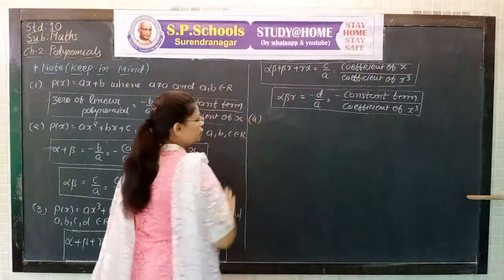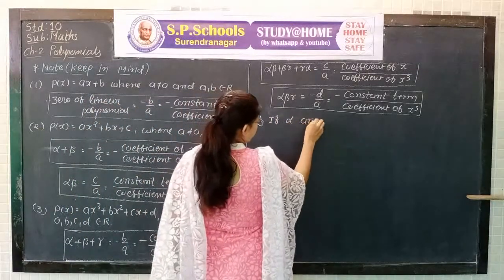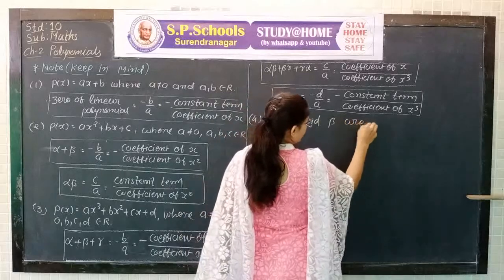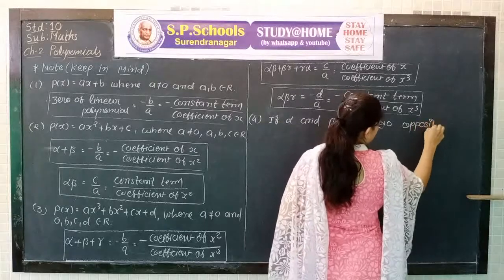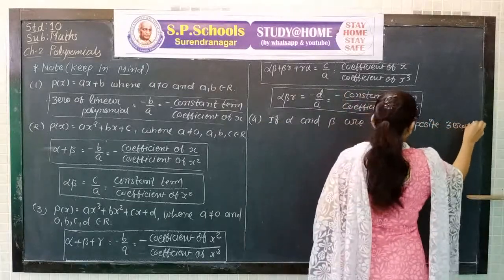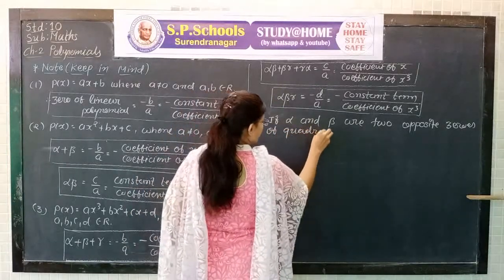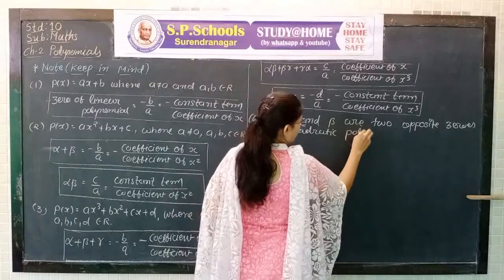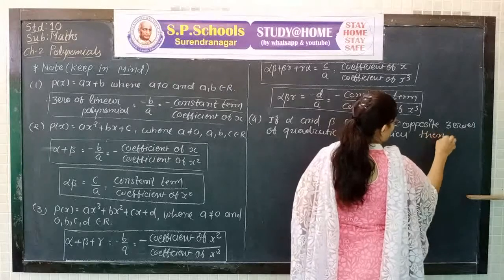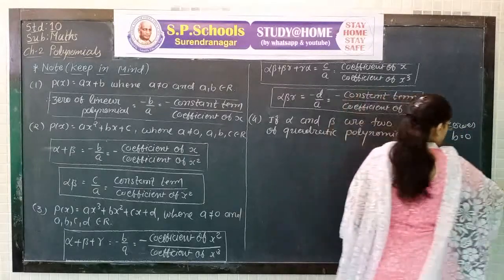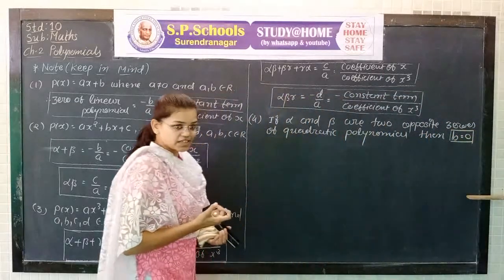Now next two new notes. If alpha and beta are two opposite zeros of a quadratic polynomial, then b is equal to 0. b is equal to 0 means that the coefficient of x is 0.